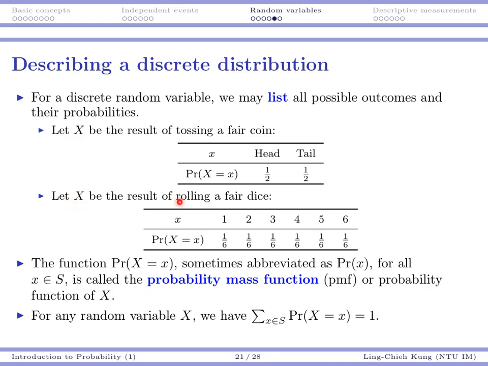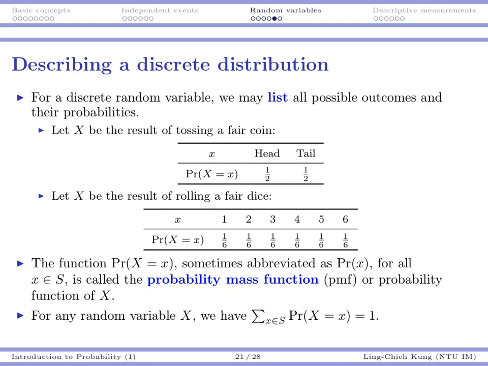If x is the outcome of rolling a fair dice, then the probability distribution will be 1 with probability 1/6, 2 with probability 1/6, and so on. I list all the possible values and their probabilities. That's a probability distribution, and given this, I can fully describe a random variable. Sometimes we will abbreviate this as just Pr of x if we all know which random variable we are talking about.